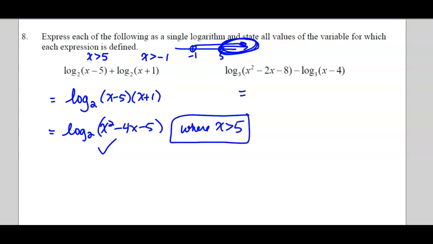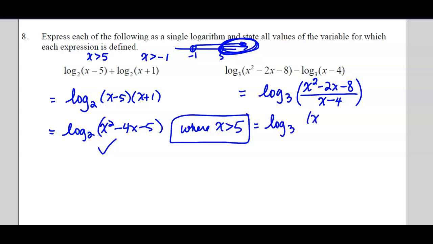So this is a subtraction, same base. So this will be log base 3 of x squared minus 2x minus 8 over x minus 4. You can factor the numerator. Okay.